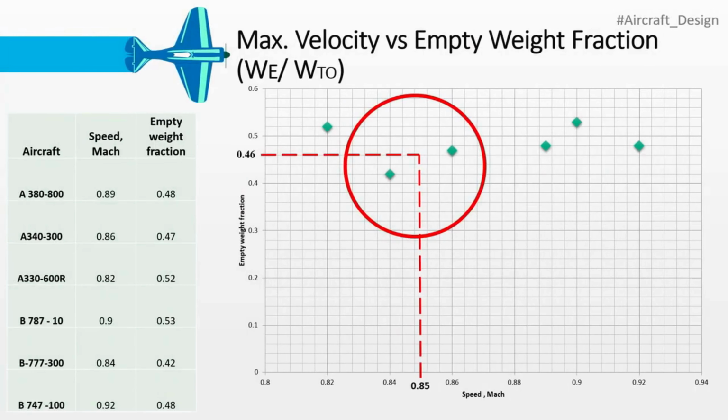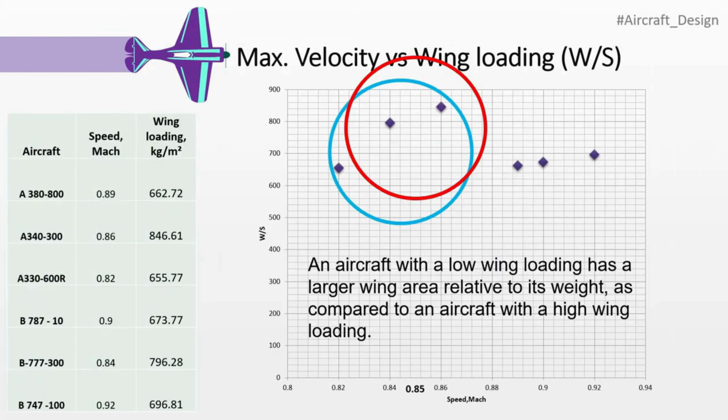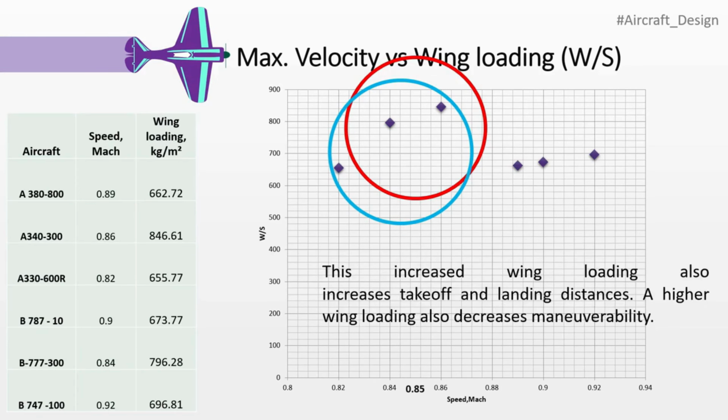Moving to the next is wing loading. Wing loading plays a very important role in predicting the performance of an aircraft. If an aircraft has a low wing loading, it has a large wing area compared with high wing loading. Also, if wing loading increases, the takeoff and landing distance will also increase, and higher wing loading decreases maneuverability. So here we have to choose carefully.